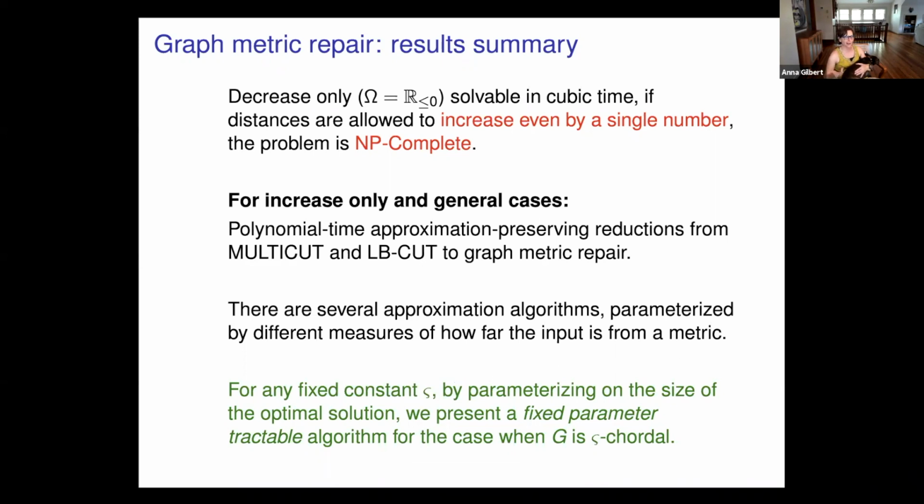I haven't written out the full precise statement. It's kind of like saying if your graph is fairly regular, then we can cook up a polynomial time algorithm for solving increase-only metric repair, and the running time depends on this parameter. I have to say, in practice, this is not that illuminating. It's interesting from a graph algorithm point of view.